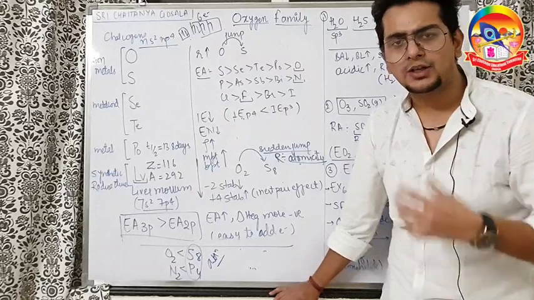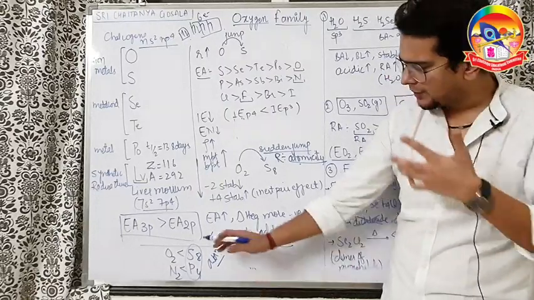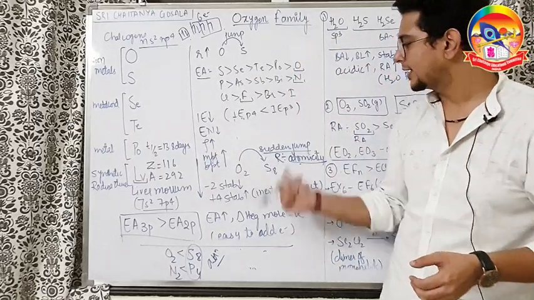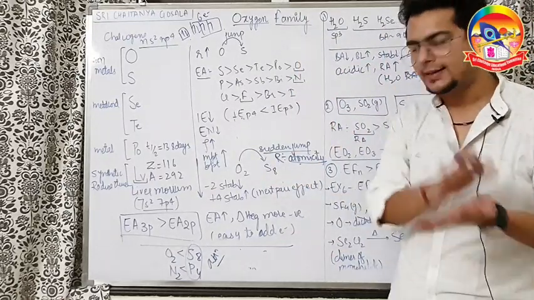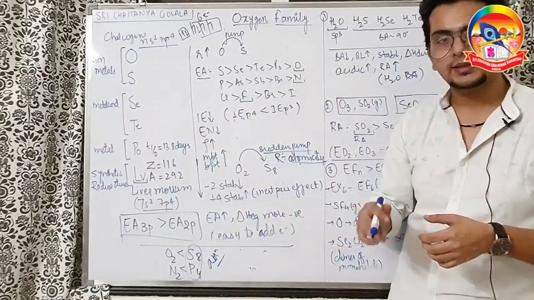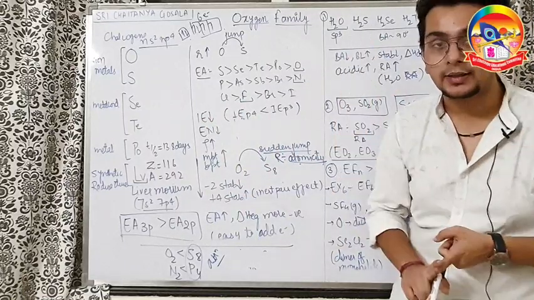Van der Waals force of attraction depends upon size. So here they have very high size, very high attraction. That's why there is a sudden jump in their boiling point also, and suddenly O2 is a gas and S8 is a solid, N2 is a gas and P4 is a solid.